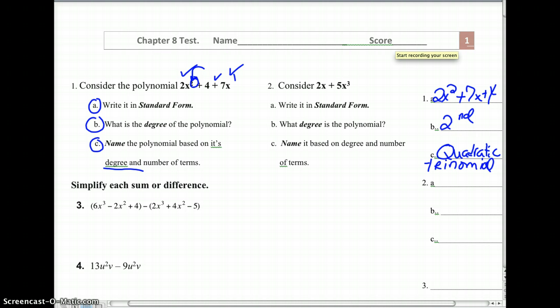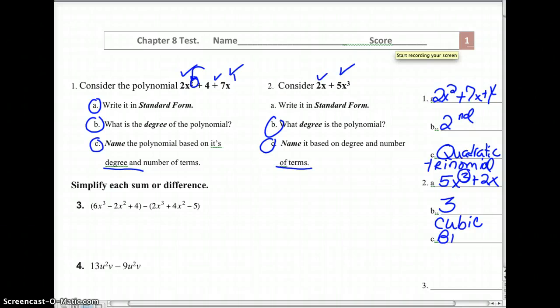For number 2, standard form again, we put the highest power first. So we need to rewrite that. What degree is it? It's the highest power we see, so it has degree 3, or you could write third. Name it based on its degree. Third degrees are called cubic, and number of terms, 1, 2, we'd say that's a cubic binomial for part C.